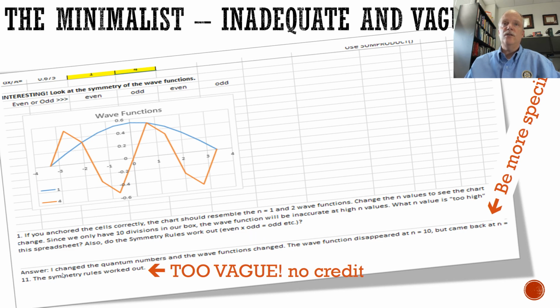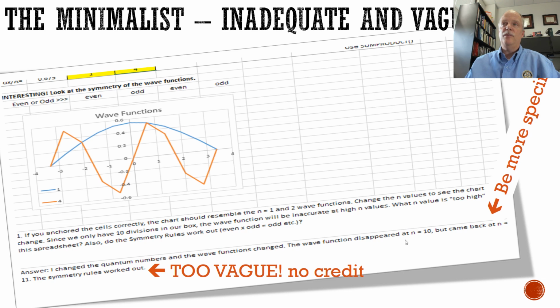And so here's the student's answer that I would consider inadequate. I changed the quantum numbers and the wave functions changed. Do you see how that's not really saying anything specific, and certainly doesn't tell me that you understand what's going on? Yes, the wave function has changed, of course. That just means your formulas are working, but it doesn't tell me anything scientific.